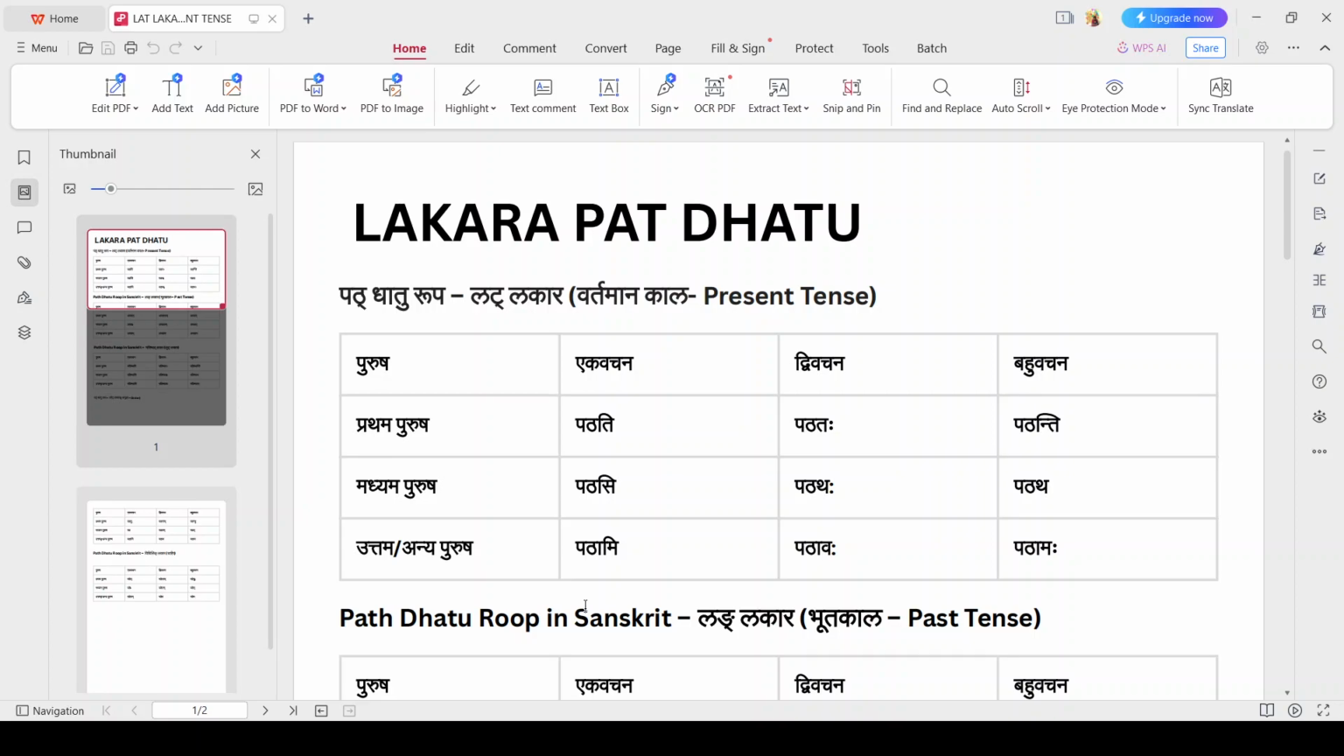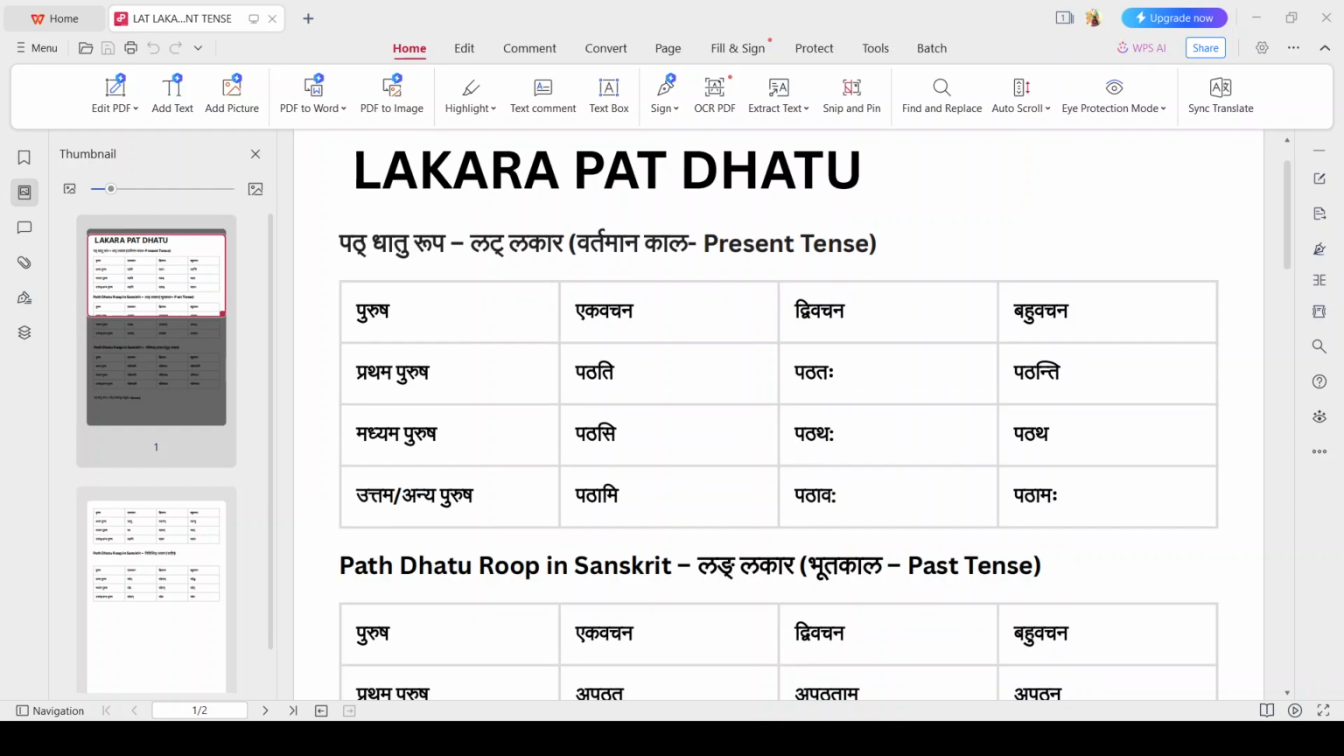So in Sanskrit there are 10 lakaras, but for our lesson we have only 5 lakaras. The first one is lat lakara, with the dhatu pad. Lat lakara means vartamana kala, present tense. To explain something in the present tense, we use this lat lakara.